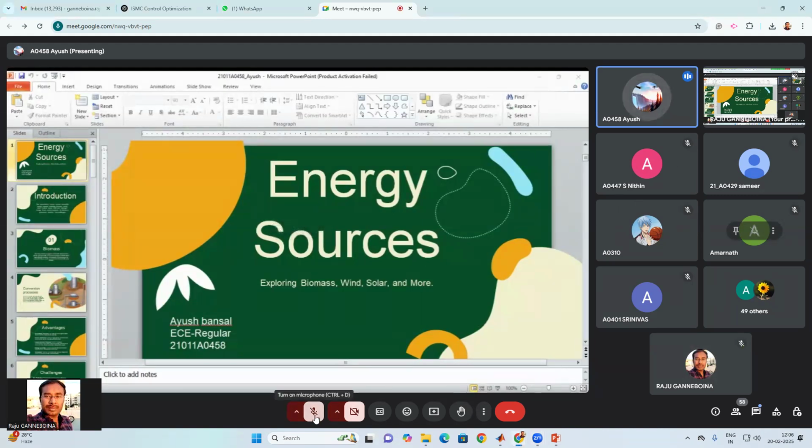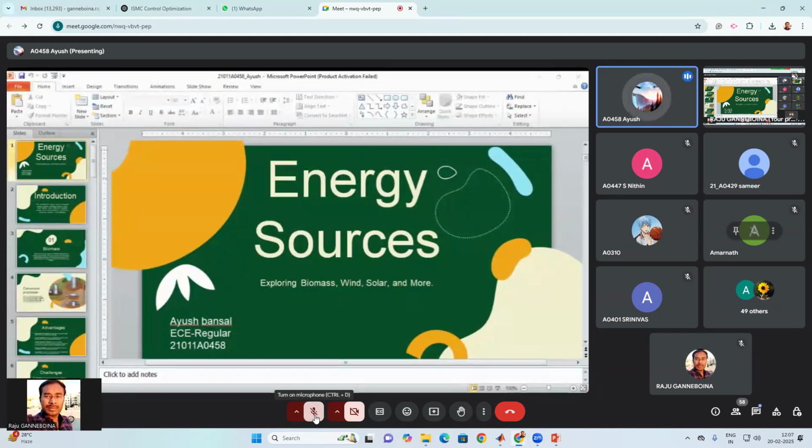So starting off with the introduction, this presentation will cover various renewable energy sources, including biomass, wind, nuclear, solar, wave, tidal, and hydrogen energy. Each section explores its definition, processes, benefits, and challenges.